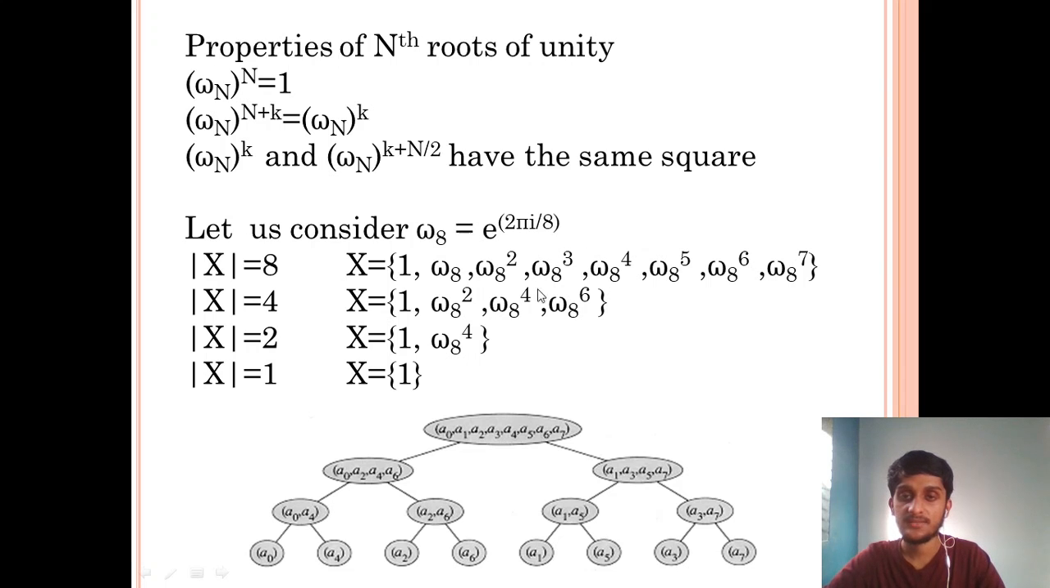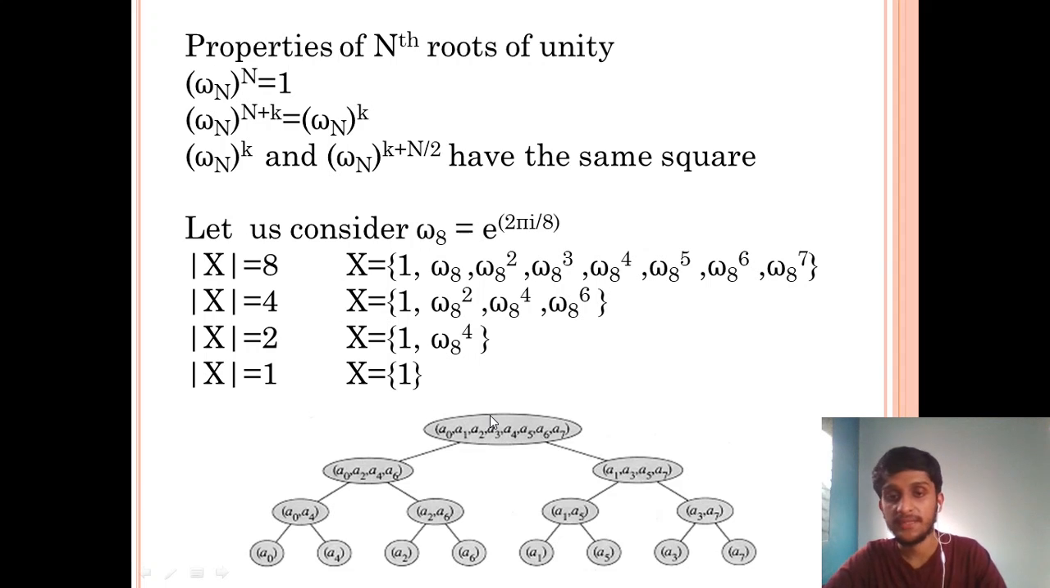If we square these, 1 squared would be 1, omega squared would be omega squared, omega squared squared would be omega to the power 4, omega cubed squared would be omega to the power 6, omega to the power 4 squared would be omega to the power 8. But we know from the properties of the nth roots of unity that omega to the power n is equal to 1, so this is again 1, right? So basically we can see that omega to the power k and omega to the power k plus n by 2 have the same square. When we square them, they give the same numbers, and hence collapse the size of the set to half.